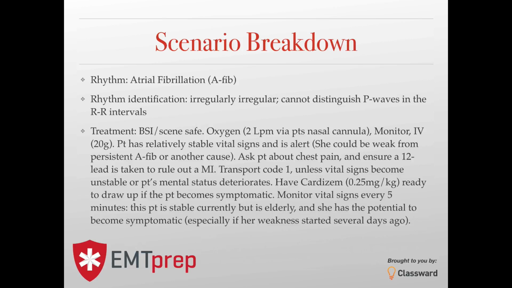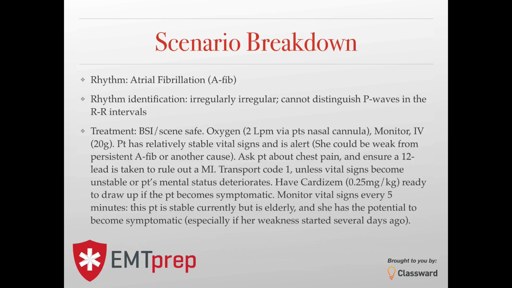We'll set the monitor on. We'll start an IV at 20 gauge. Patient has relatively stable vital signs and is alert. So she could be weak from a persistent AFib or another cause, and so we want to verbalize that to the test proctor. Ask the patient about chest pain. We'll ensure a 12 lead is taken to rule out an MI.